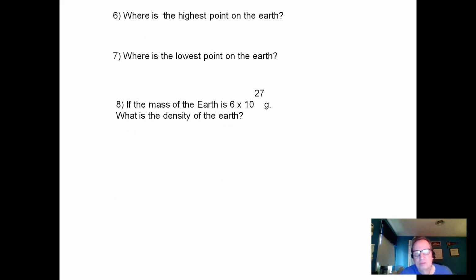So where is the highest point on the Earth? I think many of you already know this. That's Mount Everest. It's about 5 miles high above sea level. The lowest point on the Earth is the Marianas Trench, about 7 miles down. And these facts are going to be important in the next unit.